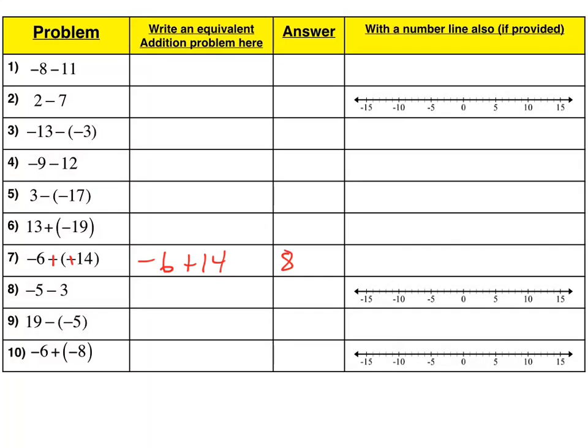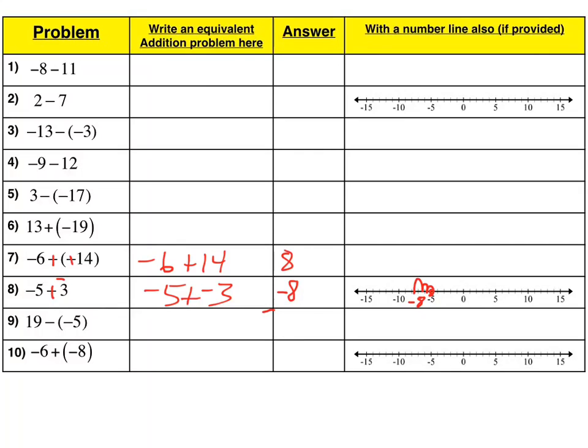Number 8 turns into negative 5 plus negative 3. And once again, in the column on the left, I'm showing you, using this idea of adding the opposite, how it turns into that. We have 8 negatives and 0 positives. Therefore, the answer is negative 8. This time, we're supposed to use a number line. So we start at negative 5, right there. And then we are supposed to go backwards 3. 1, 2, 3. And you can see we are right there at negative 8.